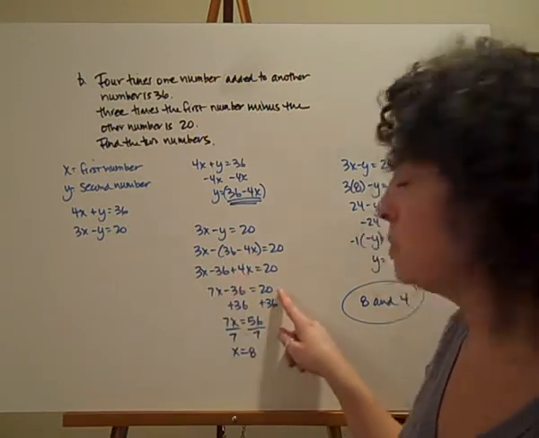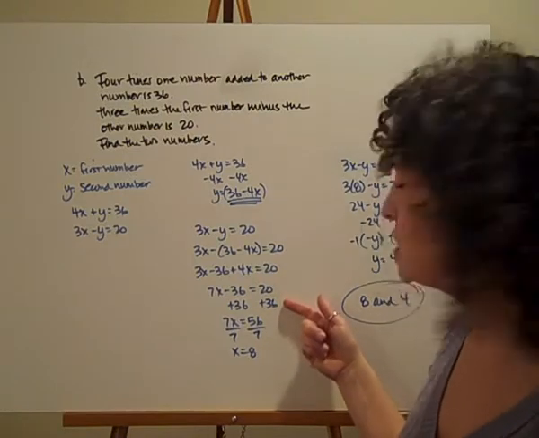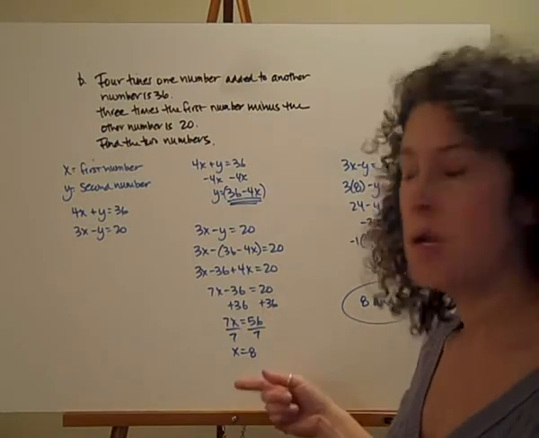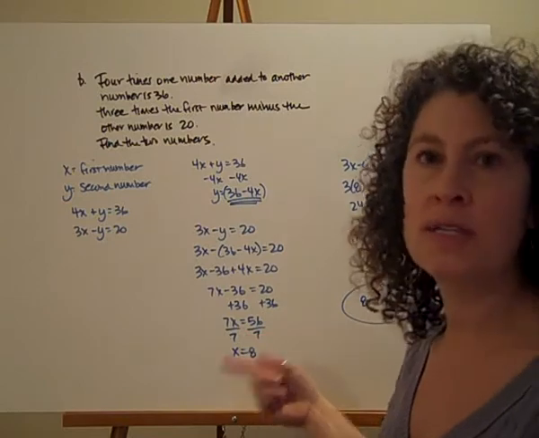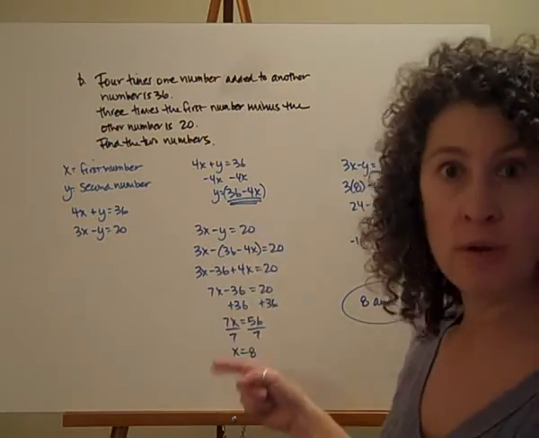Next, I'm combining like terms. From here, I'm adding 36 to both sides. Then I'm dividing by 7, and I ended up with x equals 8. So my first number here is 8. So again, I've got half of my information.